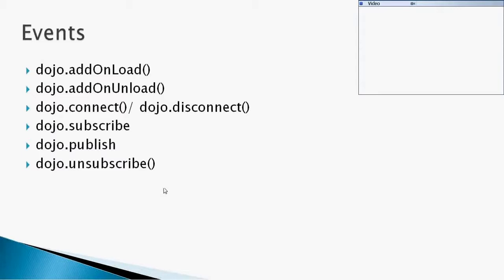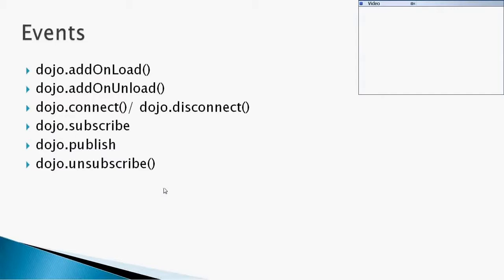To handle most of the events inside the browser, Dojo allows you to add event handlers to do some activity after that event. These are the basic functions which can help you to handle the events. One is dojo.addOnLoad, which we have already seen, which we can use at the end of page load. Similarly, we have addOnUnload. So before unloading the page, you can give some message to the user, do some cleaning, or save some data.